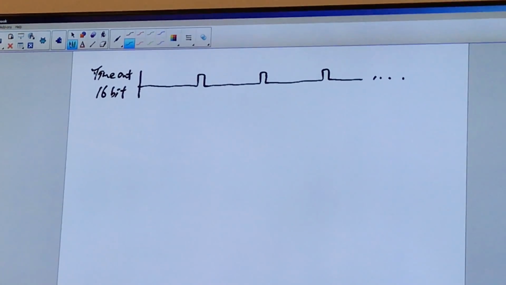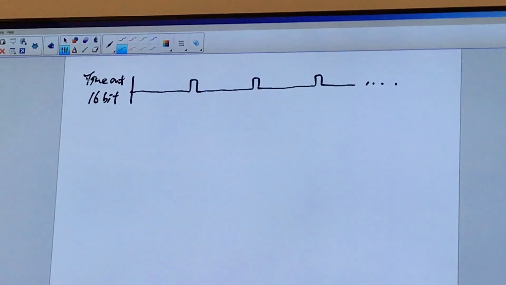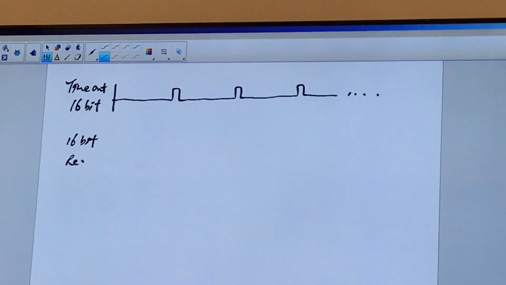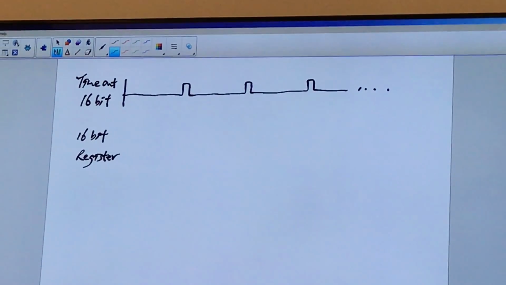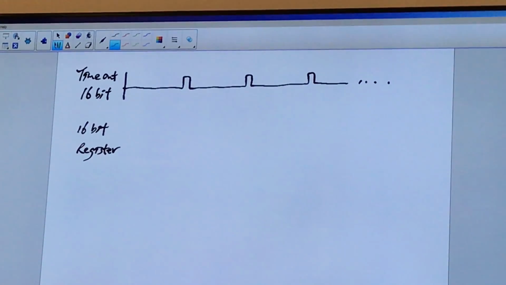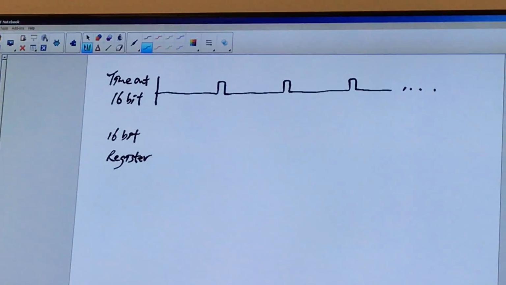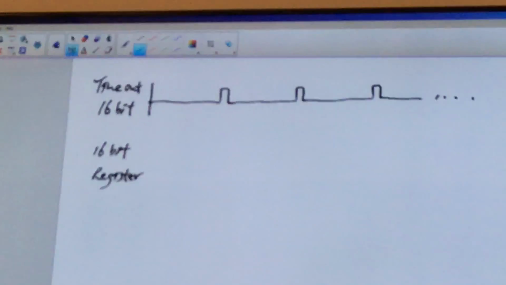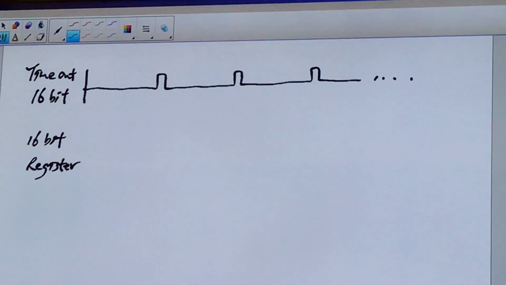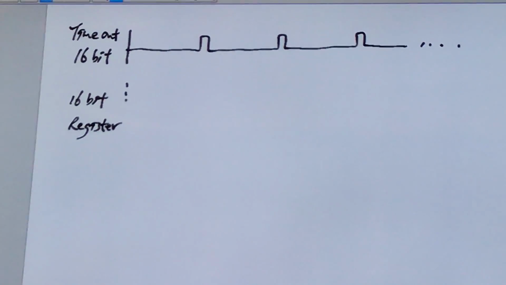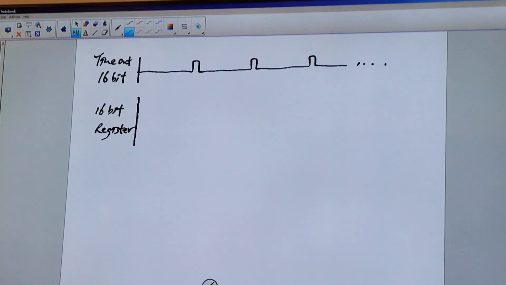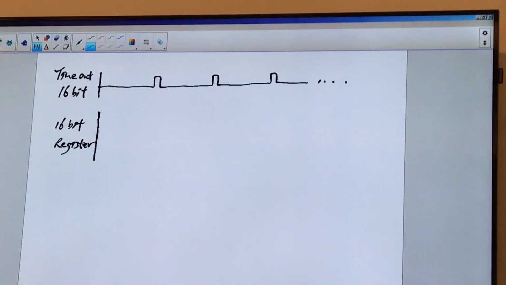We're going to have a register holding a 16-bit value. 16-bit register. So the counter is 16-bit, the register is 16-bit. Now, because they are the same width, it makes everything easier. Because when we do comparison, we're comparing 16 versus 16. Understand? So this 16-bit register is going to compare its value with the counter value. Understand?